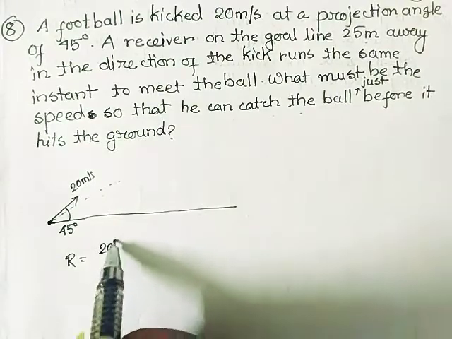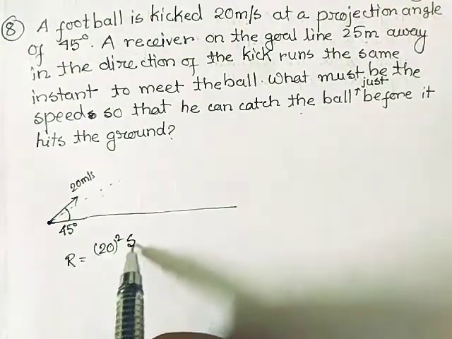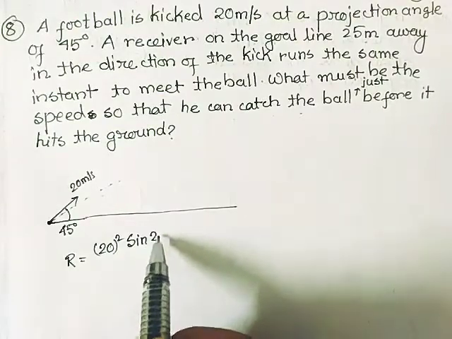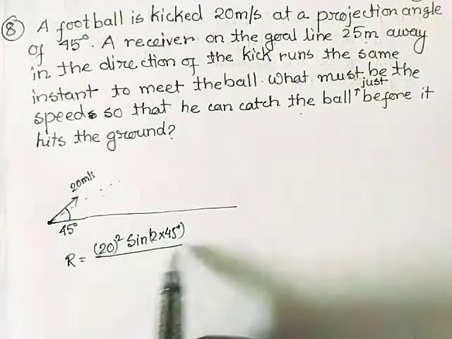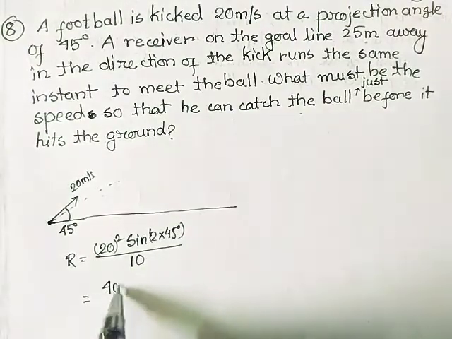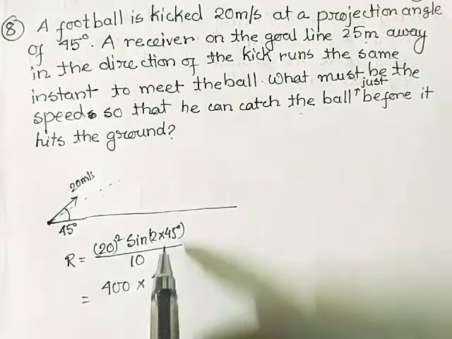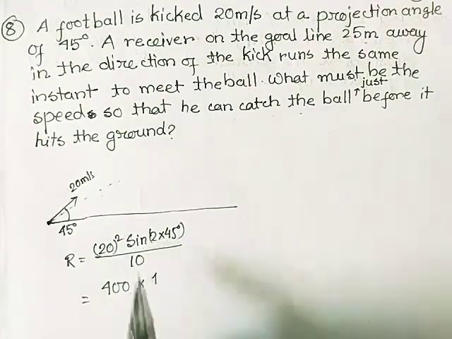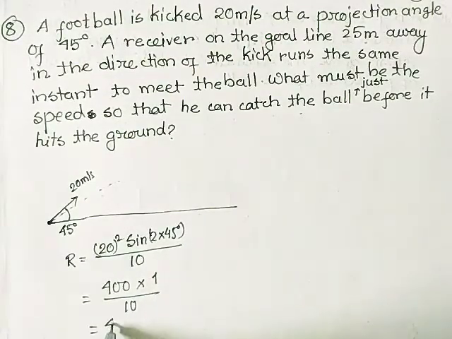It is u square sine 2 theta divided by g, so 20 square, sine of 2 into 45 degrees, divided by g, that is 10. So it is 400, sine 90 degrees is 1, divided by 10, so it will be 40 meter.